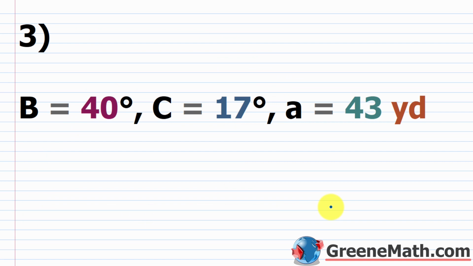All right, let's take a look at problem 3. So here we're given that the measure of angle B is 40 degrees. The measure of angle C is 17 degrees. And then again, for the lowercase a, that's the length of the side that is opposite of angle A. So this is given to us as 43 yards.